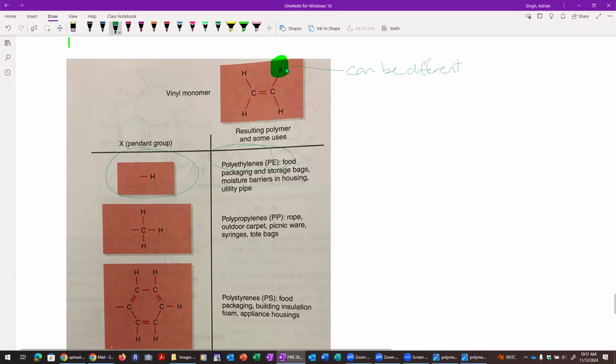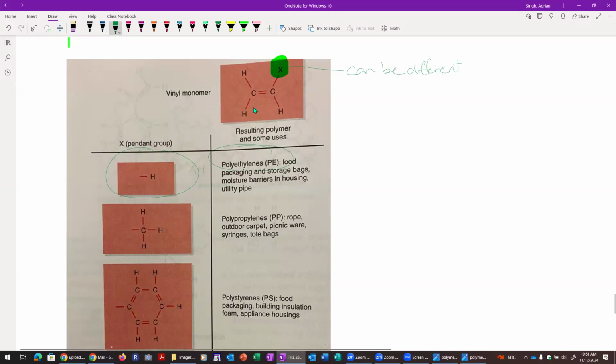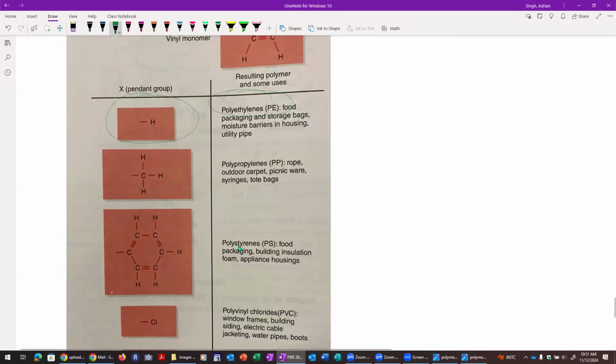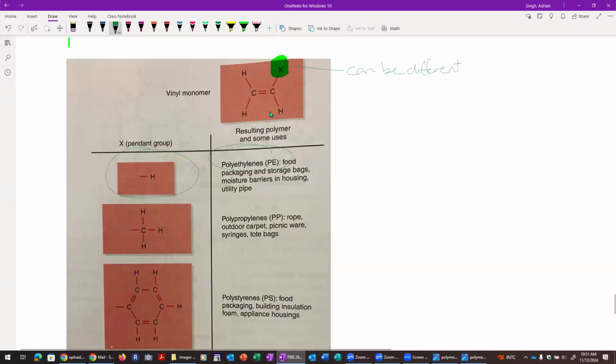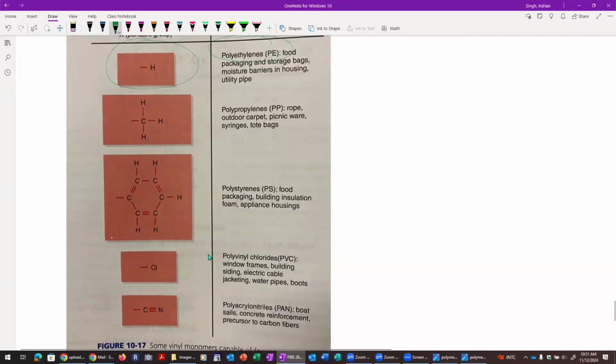And then again, changing what that X is allows the resulting polymer to be different. So if the X now is this benzene ring, we end up with styrene as the vinyl monomer. So if we stick a bunch of them together, we end up with polystyrene. And obviously that's used in food packaging, insulation, foam, etc. If the pendant group here is a chlorine, we end up with vinyl chloride. So if we stick them together, we end up with polyvinyl chloride or PVC. And obviously that's used in things like pipes, boots, jacketing, etc.